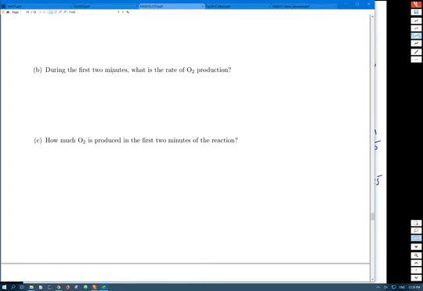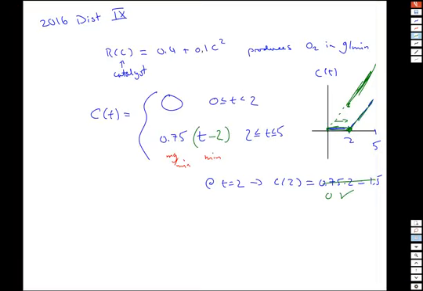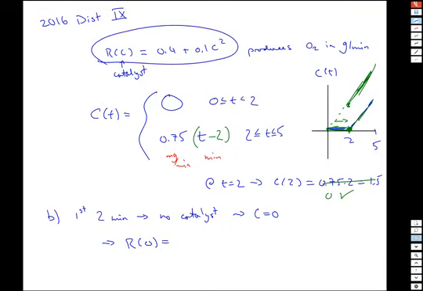During the first 2 minutes, there's no catalyst present. We just said that. So part B is the first 2 minutes, which has no catalyst, which means that C is equal to 0, and that means the rate of oxygen production, go right back up to the top here to this formula, is just 0.4 grams of oxygen per minute.